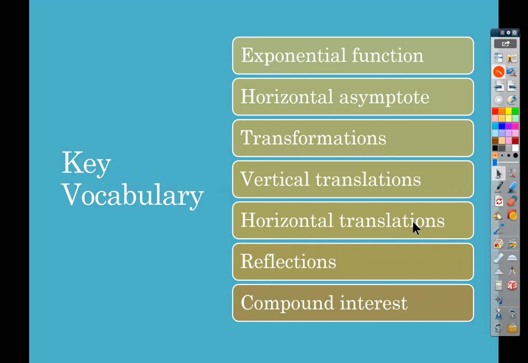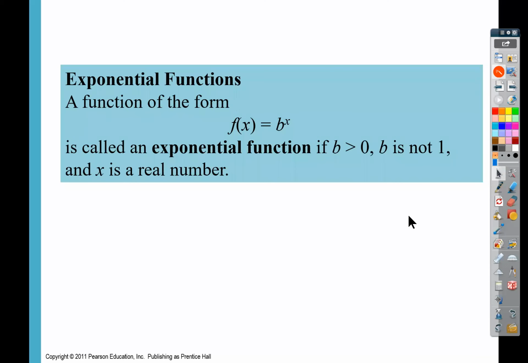Some key vocabulary are exponential function, horizontal asymptote, transformations, vertical translations, horizontal translations, reflections, and compound interest. So an exponential function is a function of the form f of x equals b to the x. That's called an exponential function, and b has to be greater than 0, b is not 1, and x is a real number.